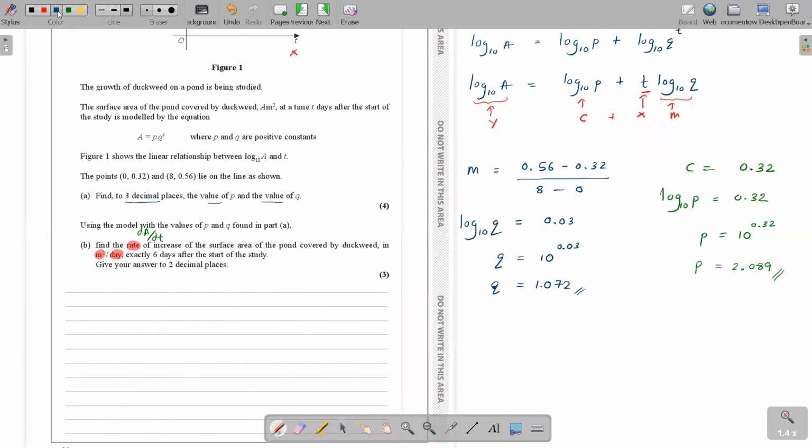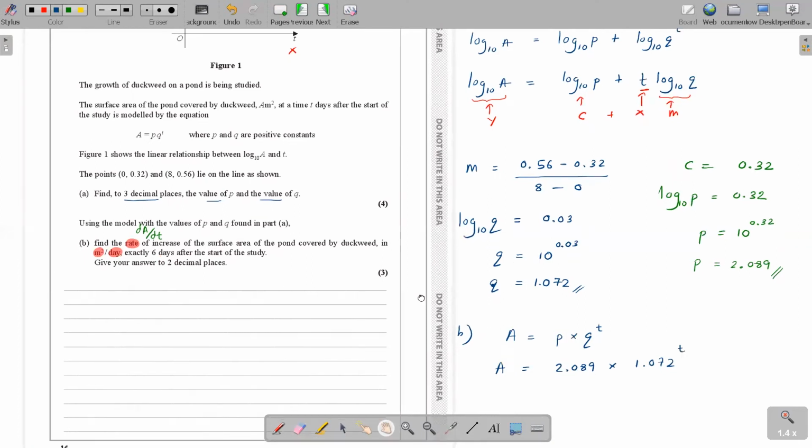Part B. We know A equals p times q to the power t. p and q are constants, which we have already found. So let's put them in. p is 2.089 multiplied by q, which is 1.072, to the power t. Now let's get dA by dt, and you have to find the value of dA by dt for exactly 6 days, at time 6.